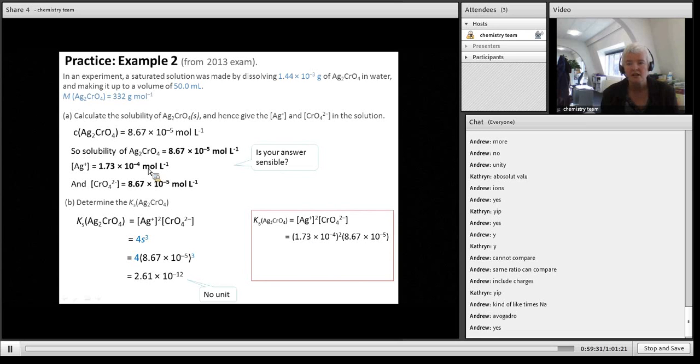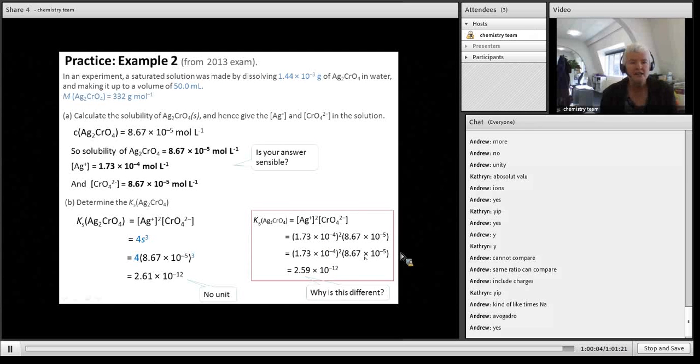Right, and there's your chromate. Can you see we have a slightly different answer? And the reason for that is here I used all the figures in my calculator all the way through. Here, I just rounded them off. I used the 1.73 and the 8.67. I didn't use all the other numbers that came with it. And that gives me a slight difference in the answer. If I'd kept all my figures, I would have got exactly the same answer.